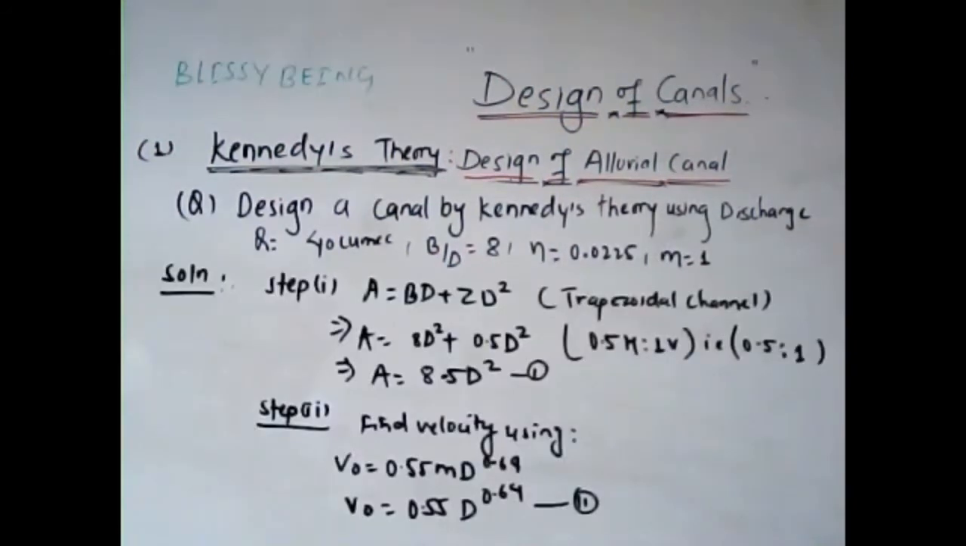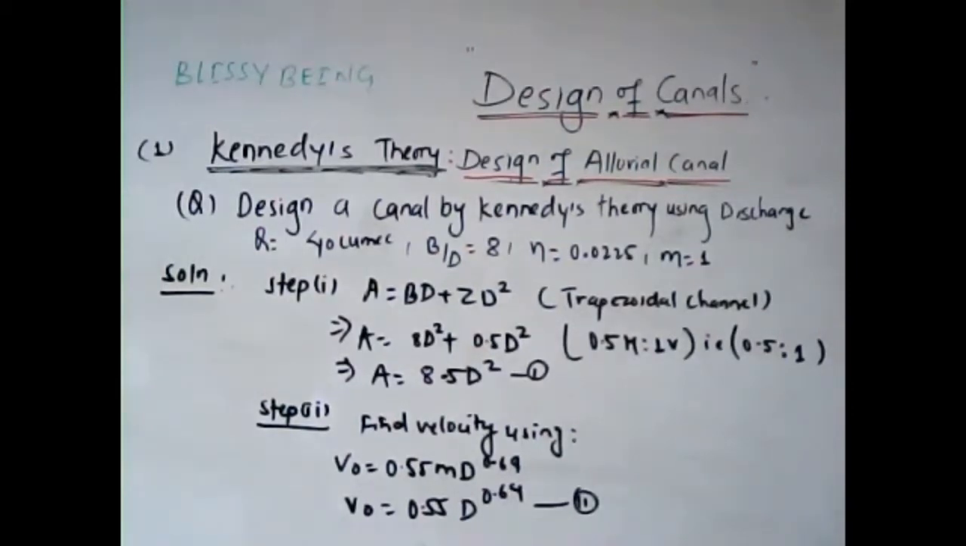Now the solution of this problem. We are given that the discharge is 40 cubic meters per second, the B by D ratio has been given, Kutter's coefficient is also given, and the critical velocity ratio m is given. So we need to just substitute everything in terms of D, and if you solve, we will be able to get the value of D.